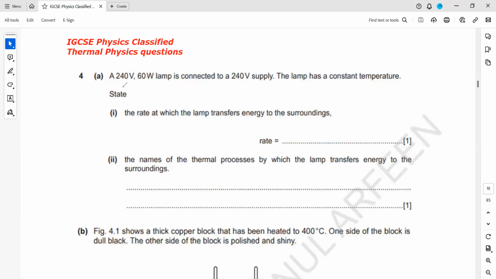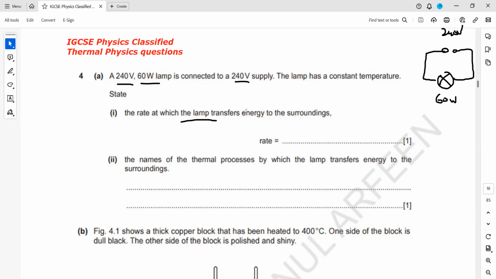We have a 240 volt, 60 watt lamp, and it is connected to a 240 volt supply. So the lamp has a power of 60 watts and it is connected to a supply which is 240 volts. So it receives the same voltage. The lamp has a constant temperature.